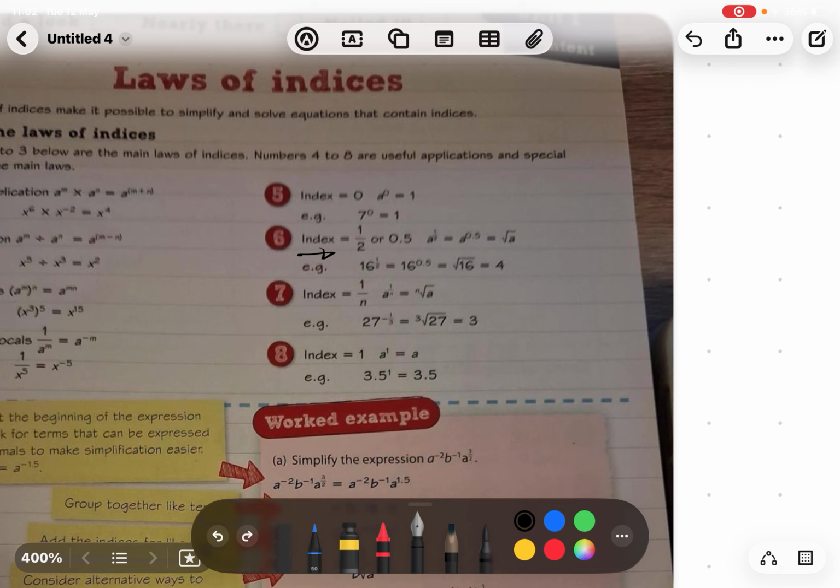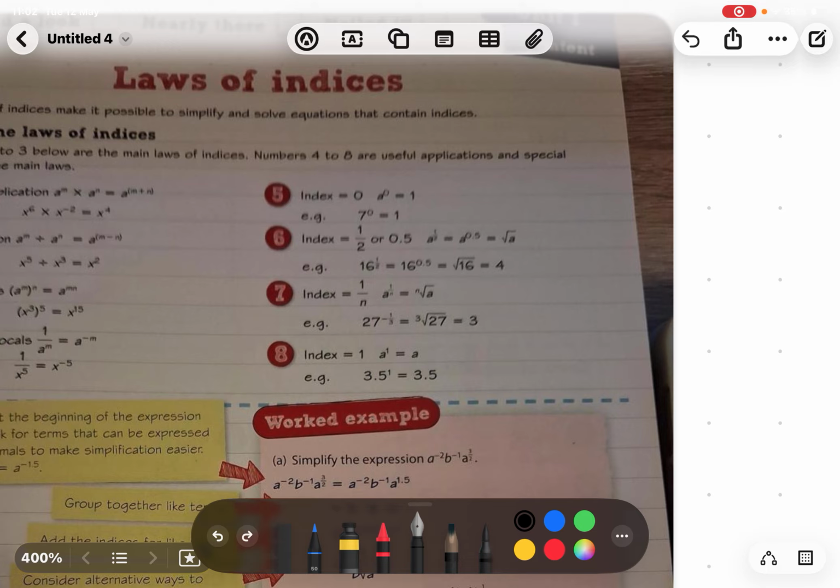After that, another index. There are 4 indices. I thought they were all different. Okay, I guess that's just the side laws. So if you see this, well, basically it means square root. So here's an example: 16 to the power of 1 over 2. That 1 over 2 equals a half, which is 0.5. So 16 to the power of a half is the square root of 16, and the square root of 16 is 4.